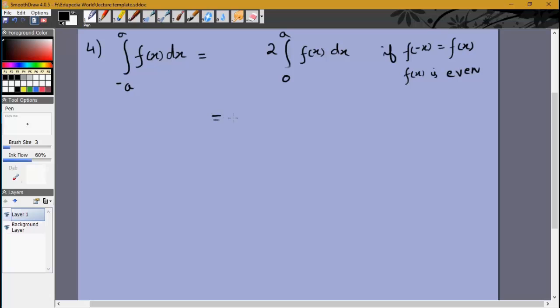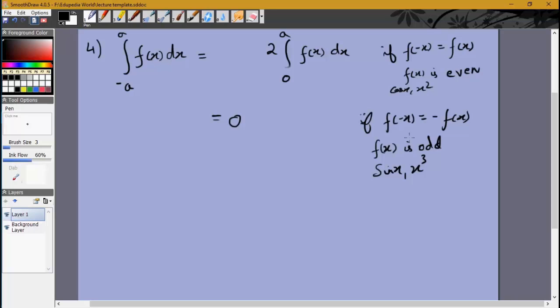A function is odd if f of minus x is equal to the negative of f of x, and we write that by saying, you guessed it, f of x is odd. Examples of this would be sin x and x cube. If you take minus x, the cube of that is the negative of the cube of x. Similarly, sin of minus x is the negative of sin of x.